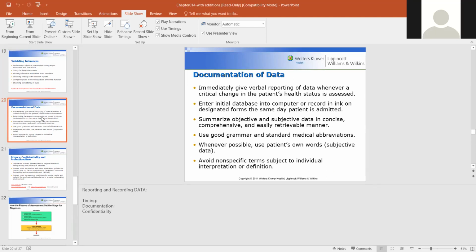Anytime there's a change in the patient's health status, you need to report it immediately. Okay, put it in the database, record it in ink, summarize the objective and subjective in a comprehensive manner. Make sure you're writing appropriately with good grammar, good standard medical abbreviations. You're not talking like you talk when you're in the club, okay? Make sure you're professional. And whenever possible, use the patient's words. You can put them in quote marks.